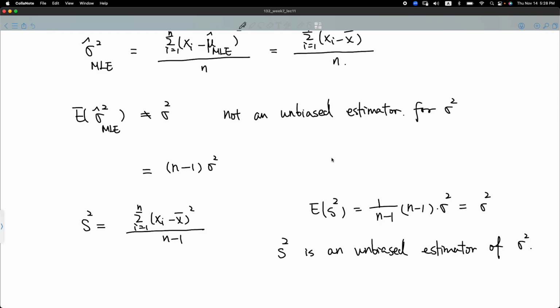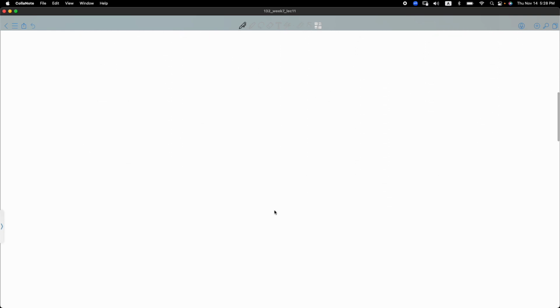So we have checked that this is unbiased. Now we want to check whether S square is an efficient or a consistent estimator, just like what we did for the mu hat. For mu hat, we already showed that it's unbiased, it's an efficient estimator, and it's also a consistent estimator. So for S squared, we need to do the same. We showed that it's unbiased after we made the correction, and now we want to check whether it's efficient or consistent.